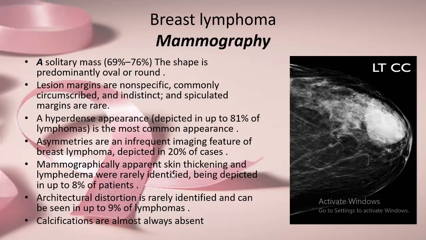Mammographically apparent skin thickening and lymphedema are rarely identified in cases of lymphoma. Here this is a breast mass, and even when there is an axillary lymph node, as we will see later in the lecture, most frequently we didn't find associated skin thickening, only present in 8% of cases. Architectural distortion is rarely identified and can be seen in up to 9% of lymphomas. Calcifications are almost always absent in cases of lymphoma.